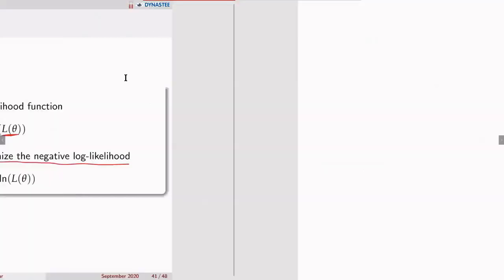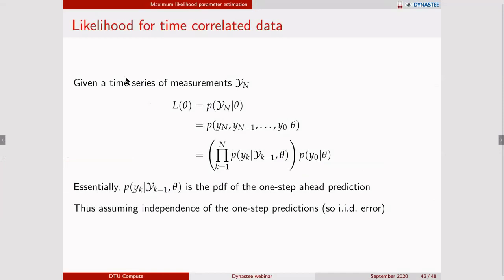Yes, so then our problem is that now we have time series data, so we have data sampled over time. And how do we calculate the likelihood for that? Well, I know I'm explaining this way too fast, but essentially the probability density function that we're using is the PDF of the one-step ahead predictions.